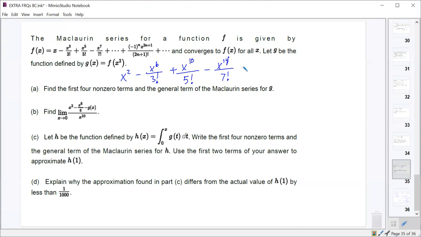And then your general term ought to just be negative 1 to the n. And since it's x squared to the 2n plus 1, that'll be x to the 4n plus 2, all over still just that 2n plus 1 factorial. Everybody good with part A?